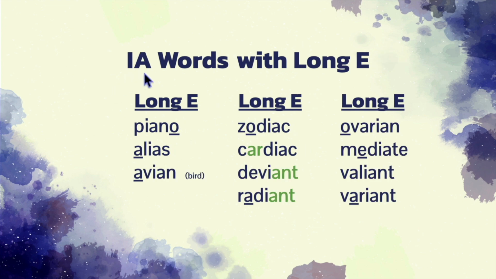Here are some words with IA in the middle rather than at the end, where the I has a clear long E sound. Piano, alias, avian, avian means bird, zodiac, AR says R, cardiac, ANT at the end of a longer word, usually schwas and sounds more like unt or int, deviant, radiant, ovarian, mediate, valiant, and variant.